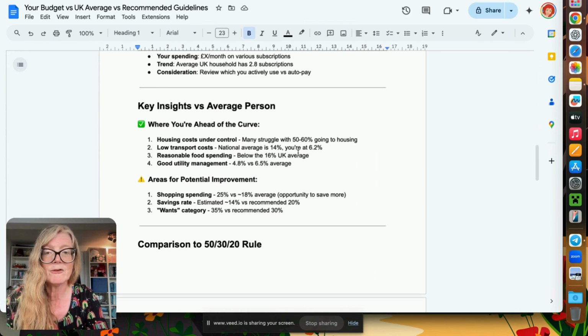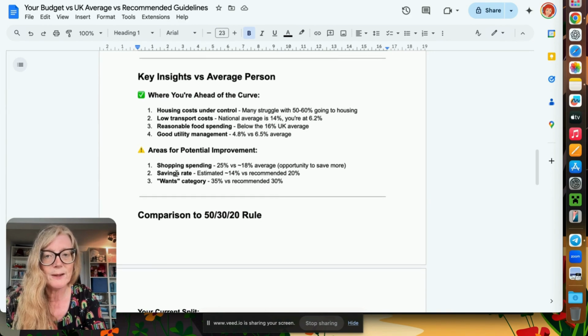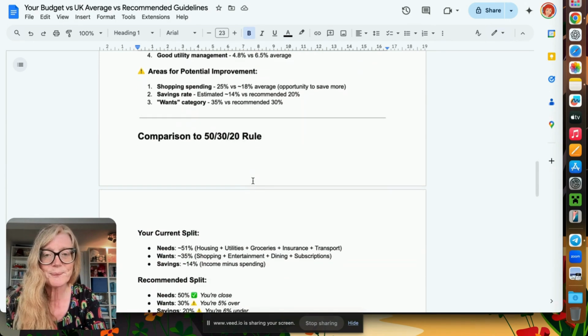So it comes down and gives you even more insight below where it says where we're ahead of the curve and the areas that we have for potential improvement. So it's saying here that we have opportunities to save more. And it's saying that our savings rate isn't as high as it could be because our wants category is higher than it probably should be. So seeing it laid out like this does actually make you think, actually, yes, I could make that better.